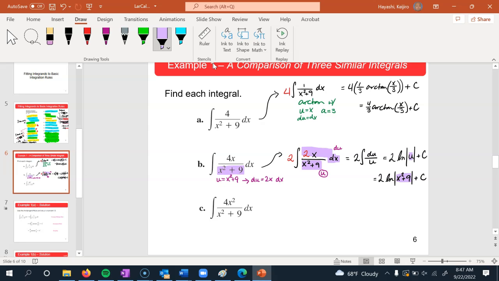Okay, so this one ends up being a completely different function once integrated. Not an arctan, but a natural log. All just because of a completely different integration technique, all because of that difference of that x being on the top versus there being no x on the top.